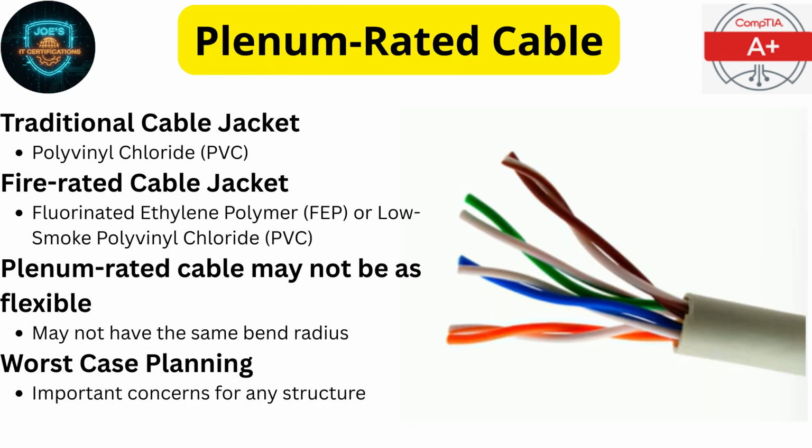A typical Ethernet cable that is not something designed for the plenum has a cable jacket that's commonly made of polyvinyl chloride, or PVC. If you're putting cables above the drop ceiling, then you're probably using a plenum-rated cable. This has been specifically designed to be a fire-rated type of cable jacket. That means that it is a fluorinated ethylene polymer, FEP, or a low-smoke polyvinyl chloride, or low-smoke PVC.